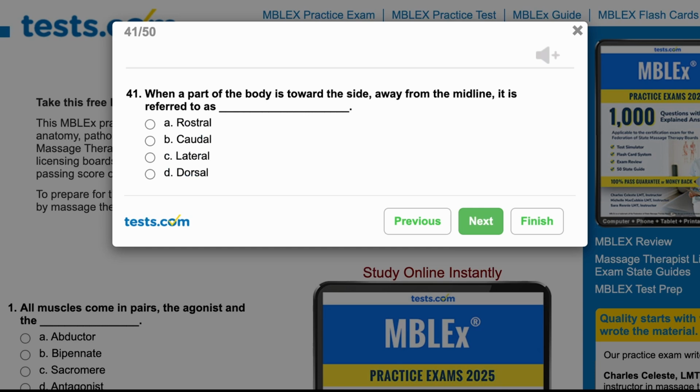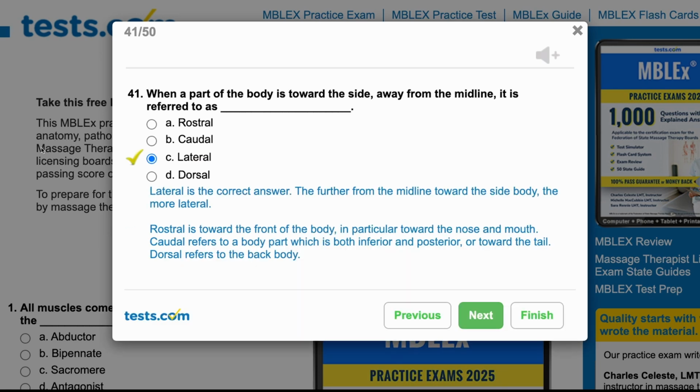Question 41. When a part of the body is toward the side, away from the midline, it is referred to as A. Rostral, B. Caudal, C. Lateral, D. Dorsal. C. Lateral is the correct answer. The further from the midline toward the side body, the more lateral.